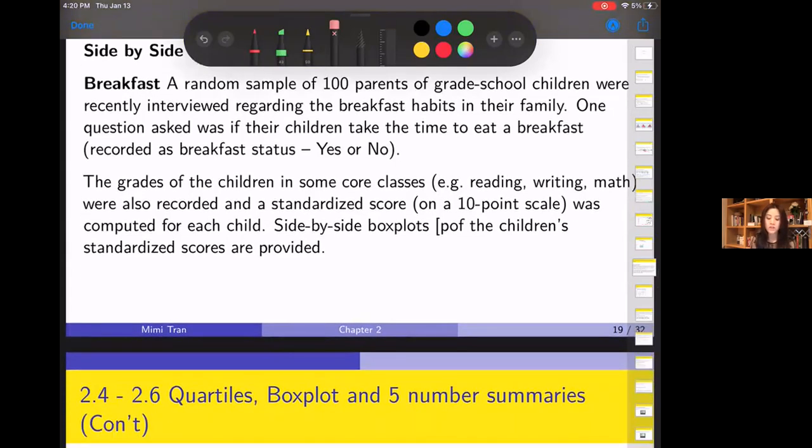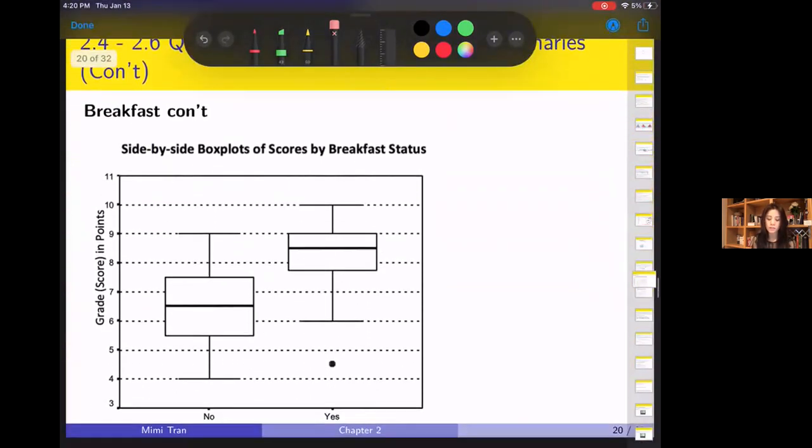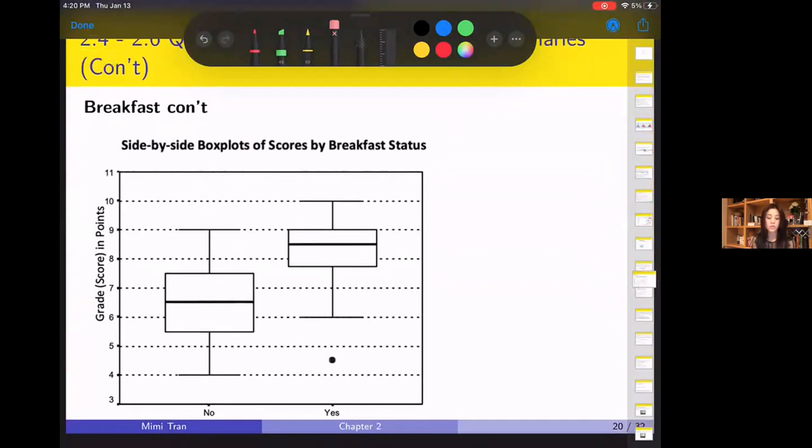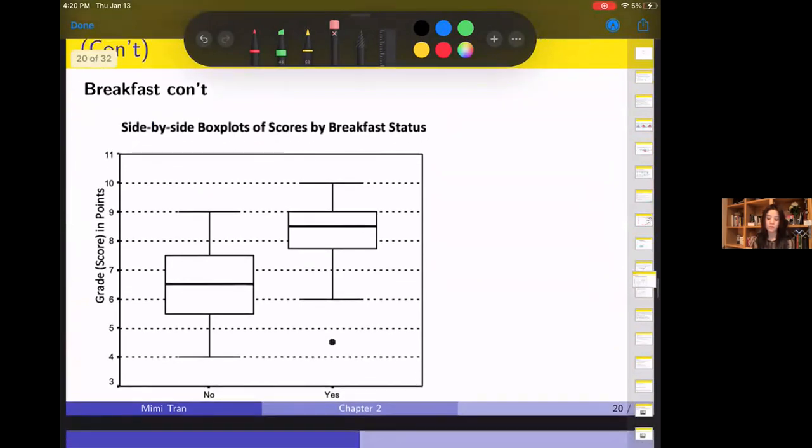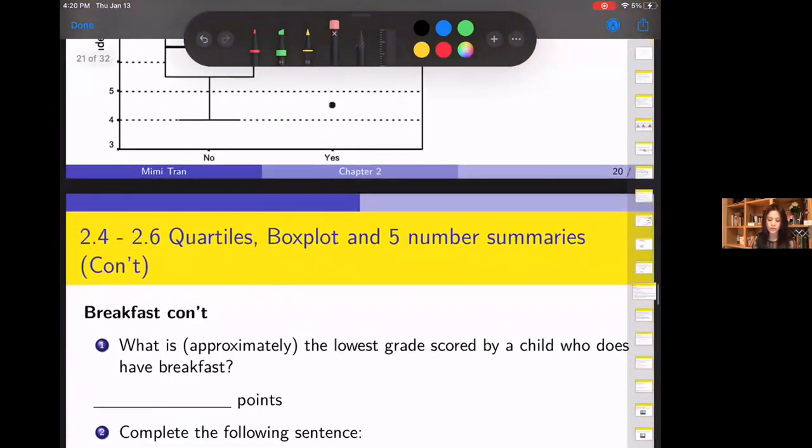Also, the grades of the children in some core classes, reading, writing, math, were recorded, and a standardized score on a 10-point scale was computed for each child. So if you look at the side-by-side plot here, we have two populations, children who eat breakfast and children who don't eat breakfast. They also record the grades of those children within those two groups. Okay, so it looks like the children who have breakfast perform better in school. They have a higher score on average. Anyway, here's some questions I want you to answer.